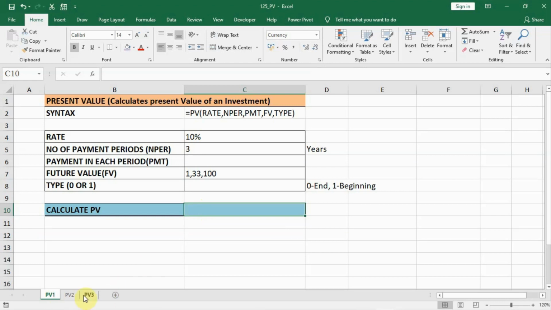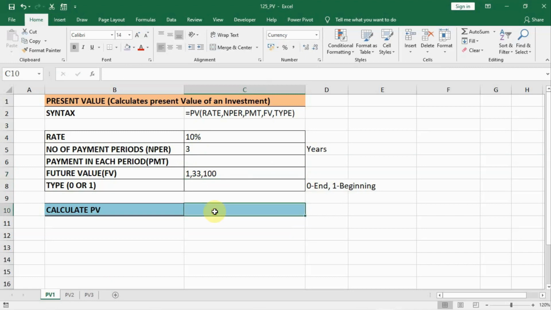We'll see three different examples of present value. So in the first case, we are having a rate of 10%. We'll do an investment for the period of 3 years. We don't have to pay anything in each period. We'll just pay one single lump sum amount, and this will be our future value. So let us see what is the present value of this investment. That is the amount that I need to invest right now, so that in future after 3 years I would be able to get these returns.